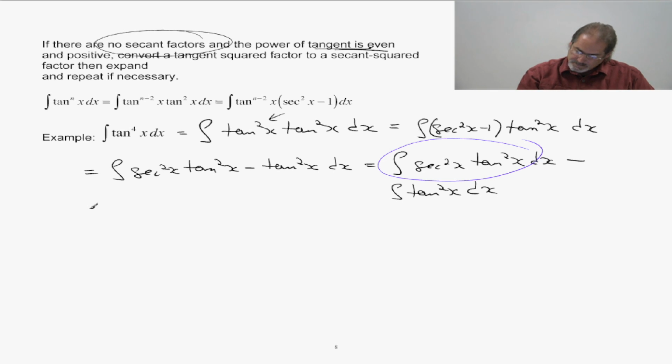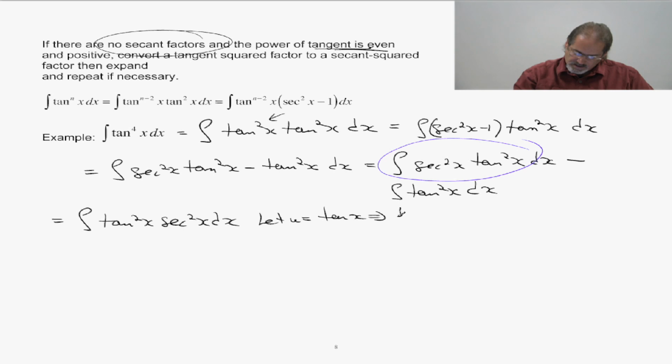Well, if I'm going to rewrite this one piece here, the integral of, I'm going to write this as tangent squared x secant squared x dx. If I let u equal tangent x, then du equals secant squared x dx, which is exactly what I have right here. So I can easily integrate that.